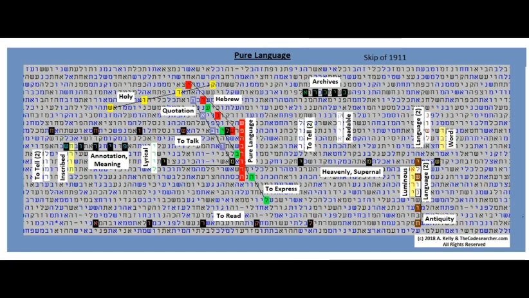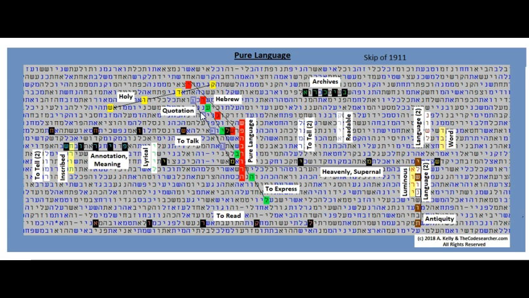Now, this is a partial part of the table about the pure language, and they are things about the language, like descriptive words. So right off to the left there, you can see Ibri, that's Hebrew. And then coming down, or actually it's going up, is to express. So this is how YHWH has expressed himself in the Hebrew language.